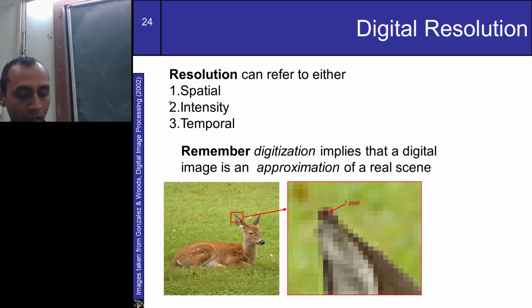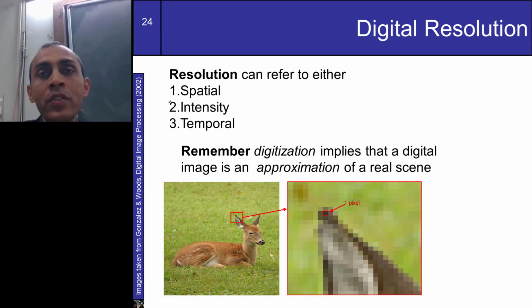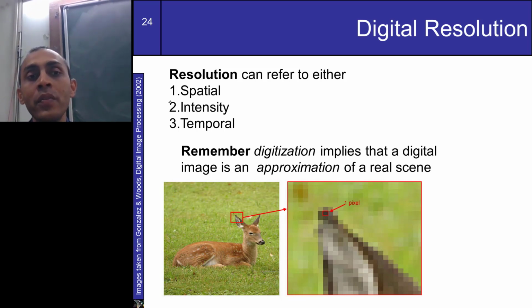Another important concept about images is their resolution. Whenever we specify an image, we also specify its resolution. Resolution can be in three dimensions. One is spatial resolution, the other is intensity resolution, and third, when we are using videos, there is a temporal resolution also. Resolution basically specifies how close our digital image is to the actual scene image.